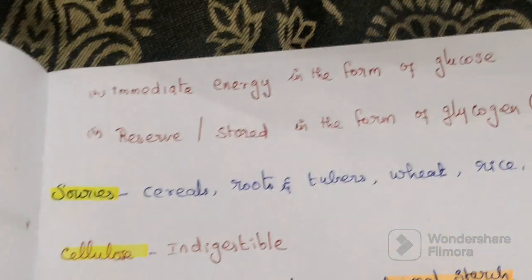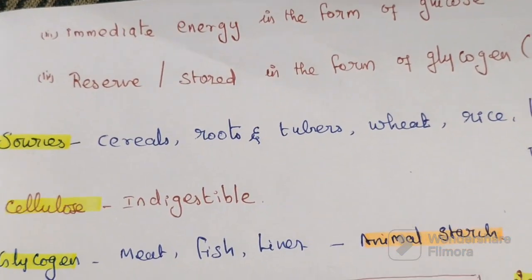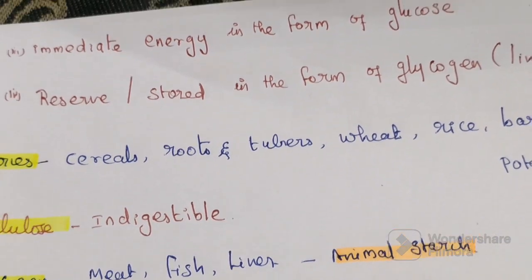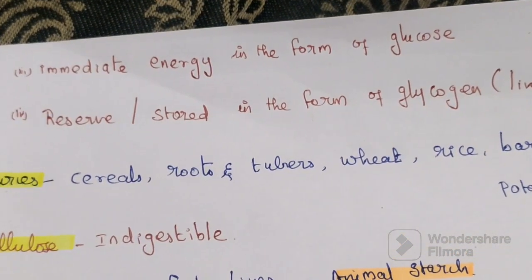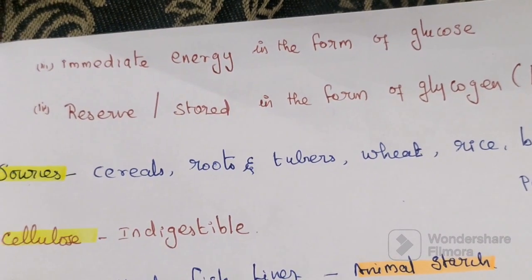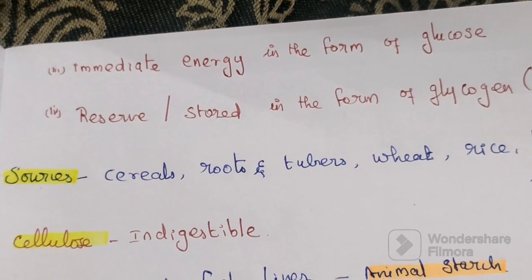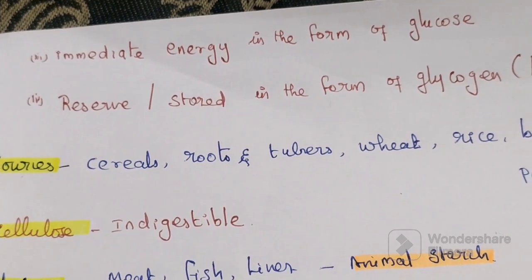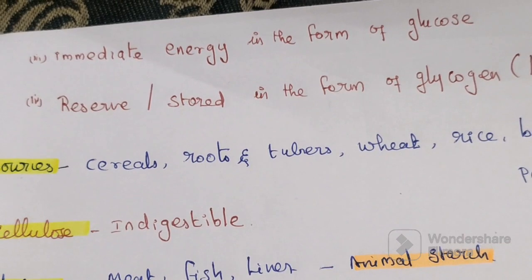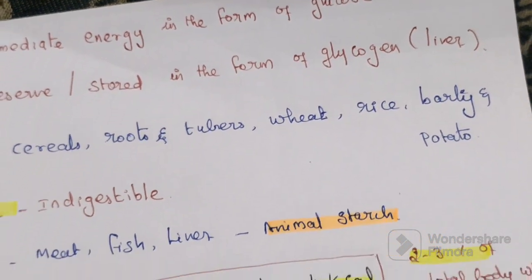Next, the third important point, immediate energy in the form of glucose. It provides immediate energy in the form of glucose, instant energy. Then it acts as a reserve. That means excess glucose is stored as reserve food material. It is stored in the form of glycogen in the liver.